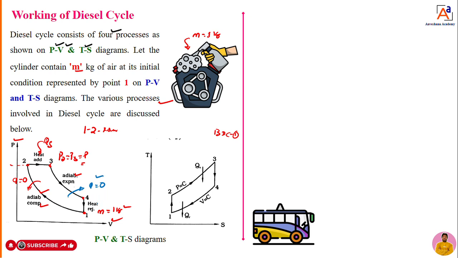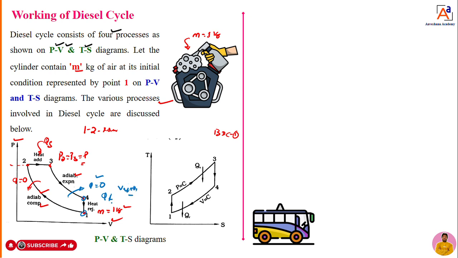Once at TDC, the exhaust valve gets opened. When the exhaust valve gets opened, whatever heat is present in the gas will come out. That means heat is getting rejected at process 4 to 1. How is it getting rejected? Again, you can see volume remains constant. That means V4 is equal to V1.